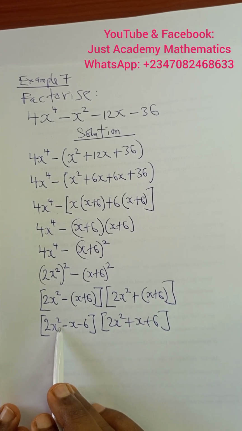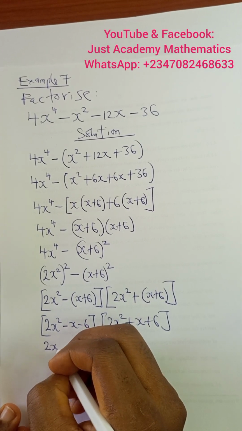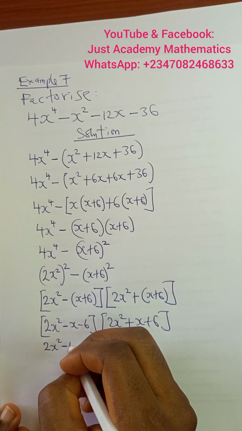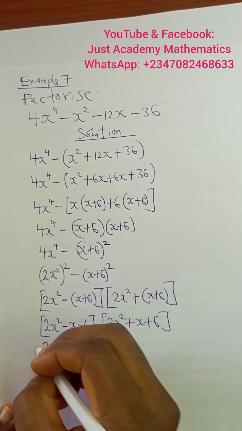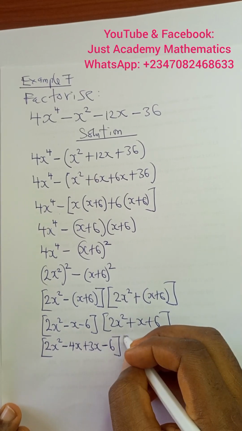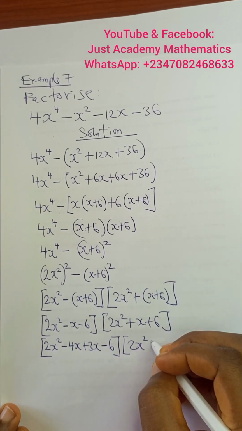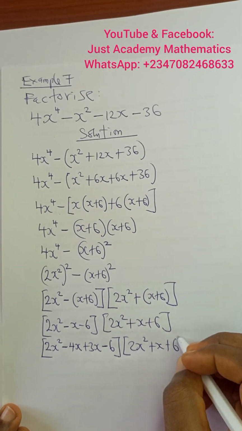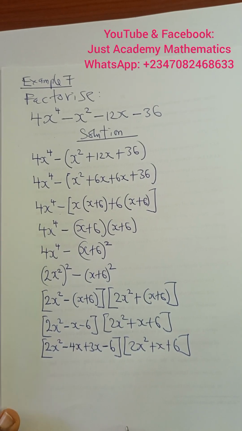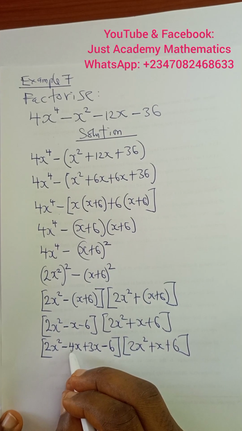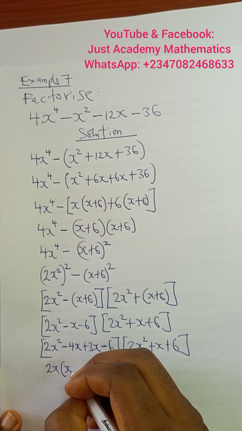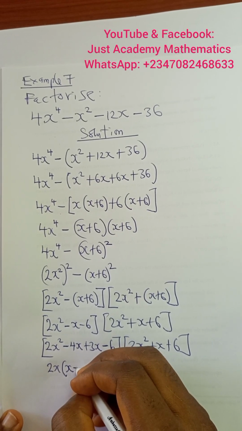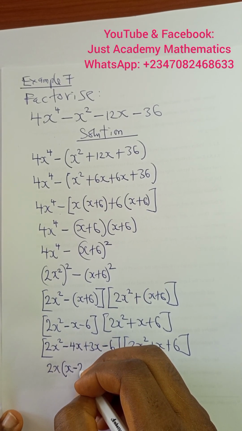So we'll go ahead and factorize this as 2s squared, of course, this is minus 4s plus 3x minus 6. That is still this bracket, followed by 2s squared plus s plus 6. Can you see now? So what is common here? 2s is outside. What will remain? X minus what? Minus 2.